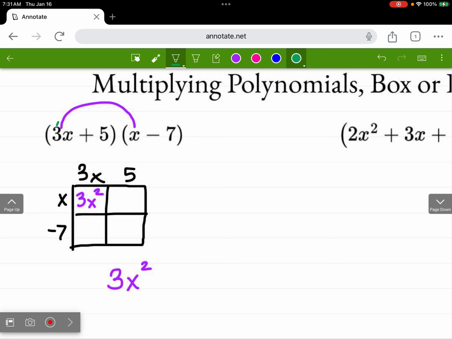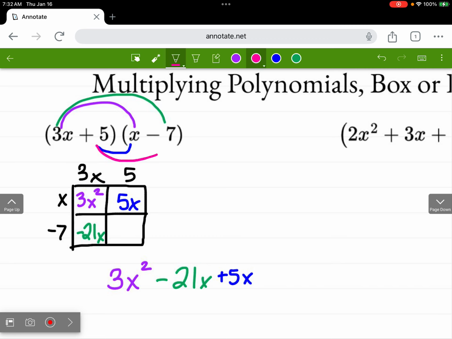I'm going to take my 3x times my minus 7. That gives us minus 21x. Then we've got to do the same stuff with our 5 over here, because I need to take both of these things times both of these things. So we're going to take our 5 times the x to get a positive 5x. And we're going to take our 5 times our minus 7 to get minus 35.